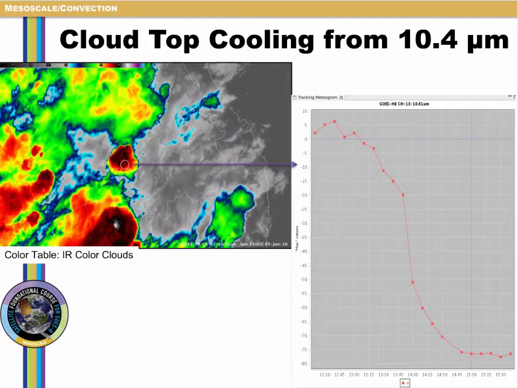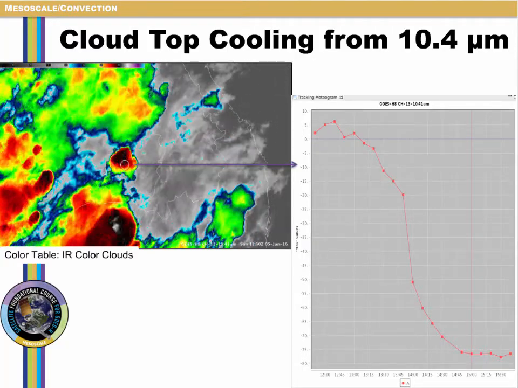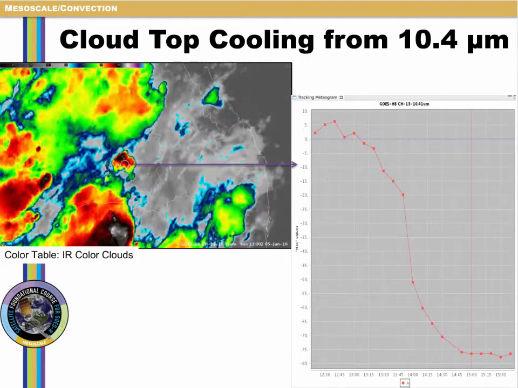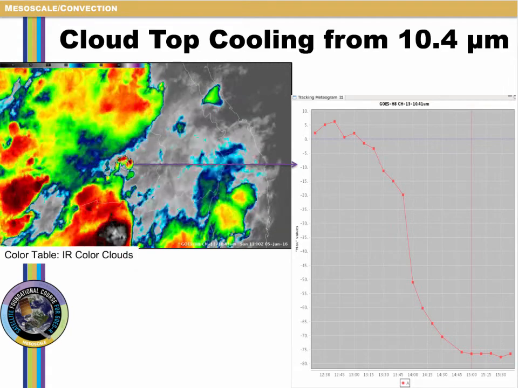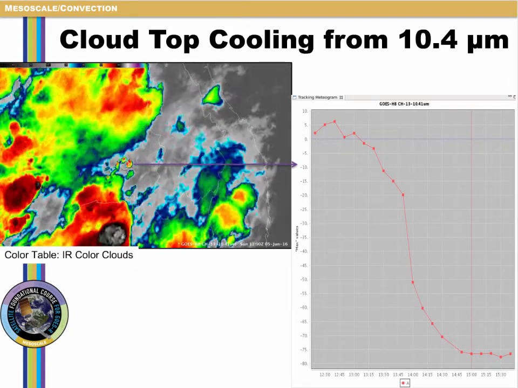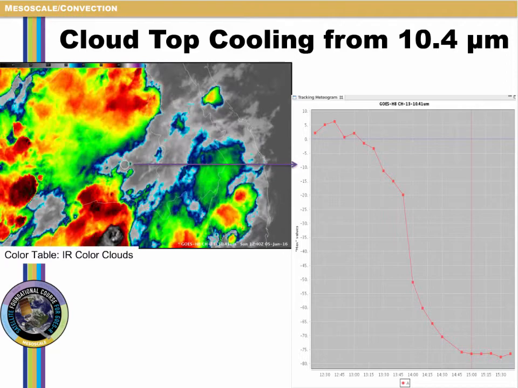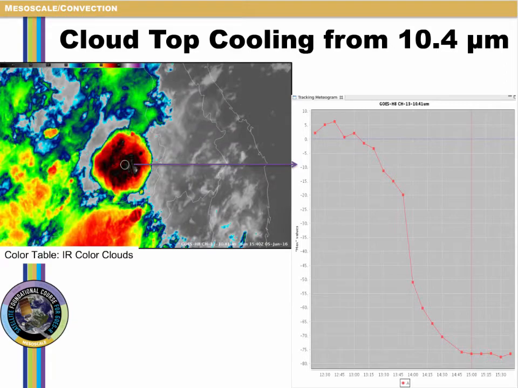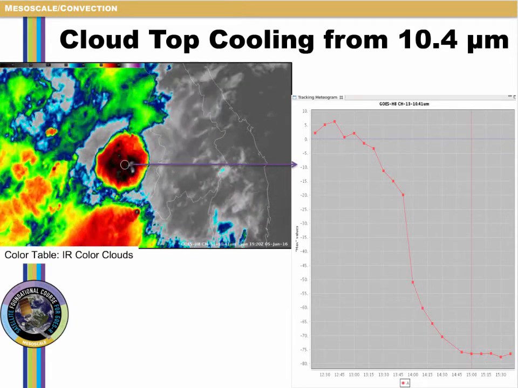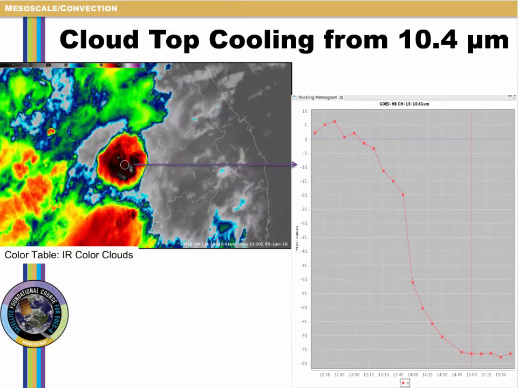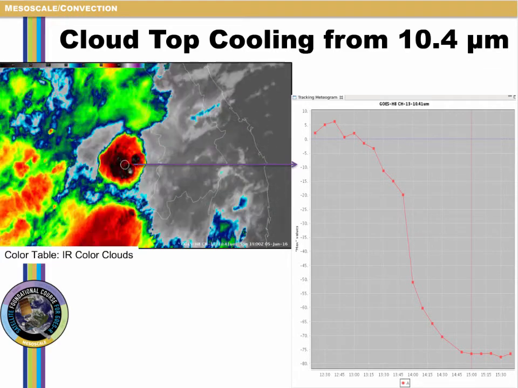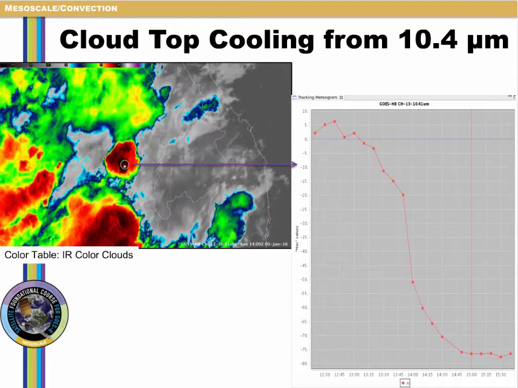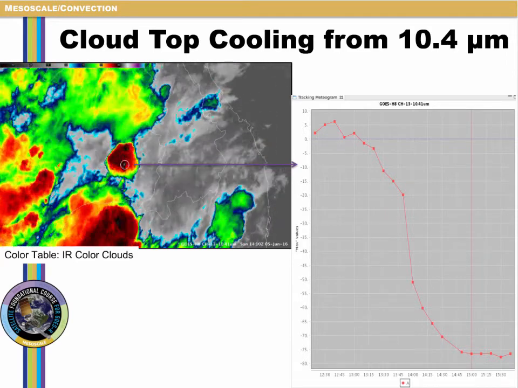Cloud top cooling trends to assess storm intensity can be obtained from the IR band at 10.4 microns. The tracking meteogram tool in AWIPS can be used to display cloud top cooling trends. In this example from Himawari over Southeast Asia, we place the AWIPS cursor for the tracking meteogram tool over a discrete storm that develops. The plot of brightness temperatures with time is plotted on the right. As you gain experience in using this tool, you will gain a better understanding for what cloud top cooling rates are significant for your CWA.